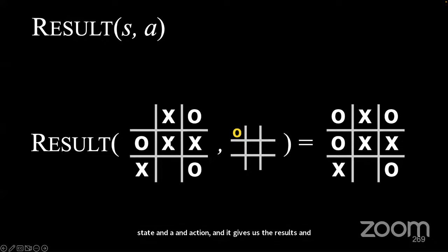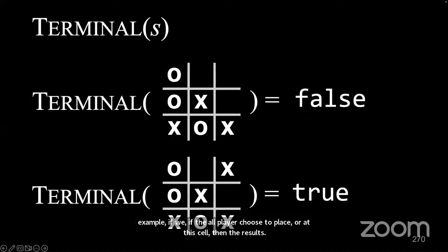For example, if the O player chooses to place O at this cell, then the resultant state is like this figure. And we have a terminal function to know whether the game is over. In this example, this game is not yet over, so here the terminal function returns false. And in this game, we see that already the X player won, so this is a terminal state. It returns true.